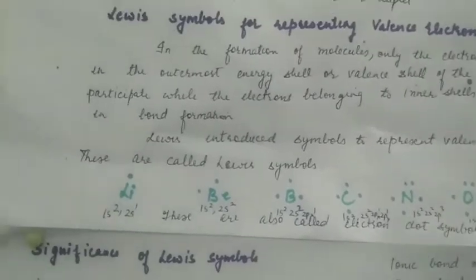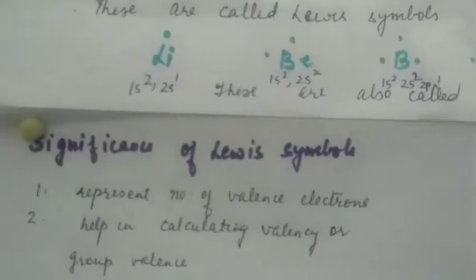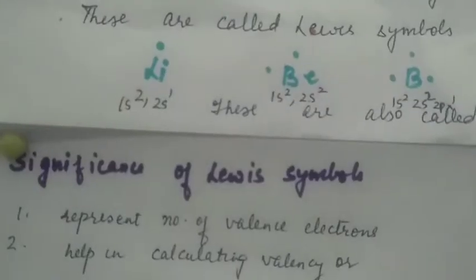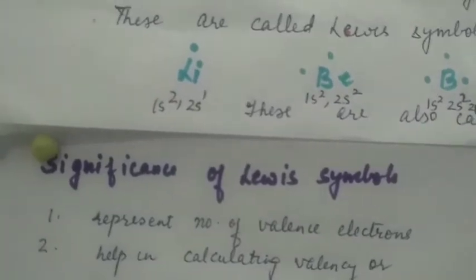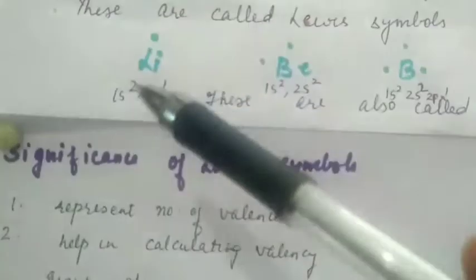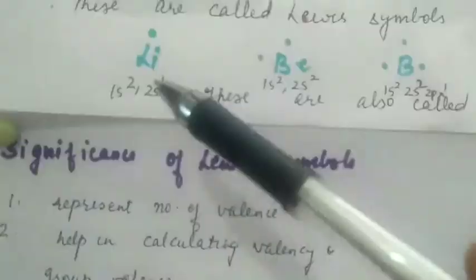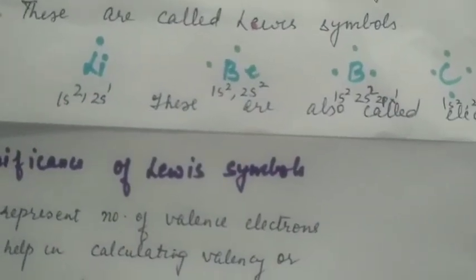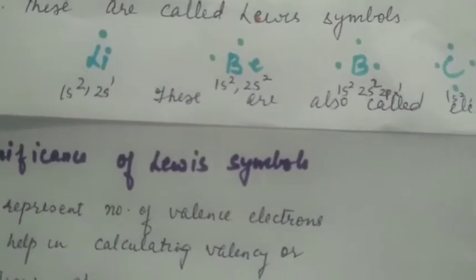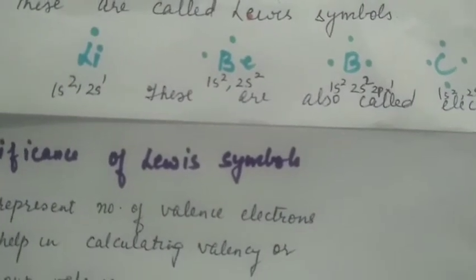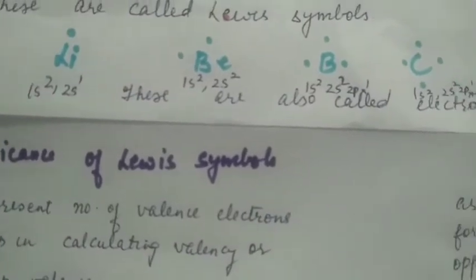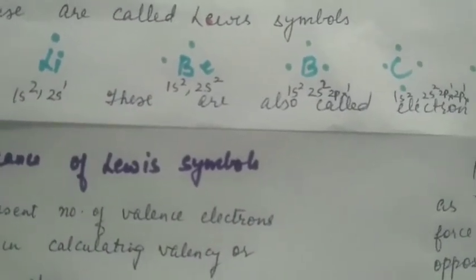For example, the electronic configuration of lithium is 1s2 2s1. So in the valence shell it has one electron. So we write the Lewis symbol for lithium as Li and 1 dot. Similarly, beryllium's configuration is 1s2 2s2. So this last shell or valence shell configuration is shown in the form of 2 dots, and the rest is shown in the form of the symbol Be.